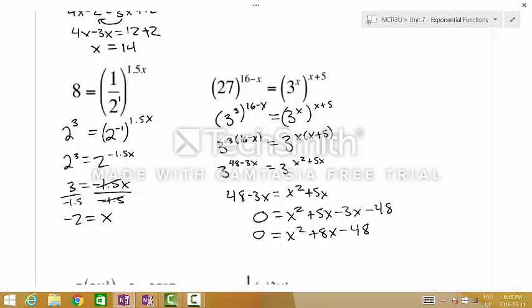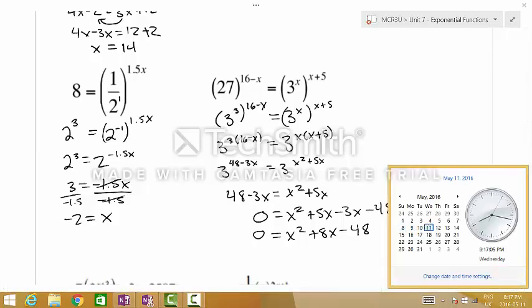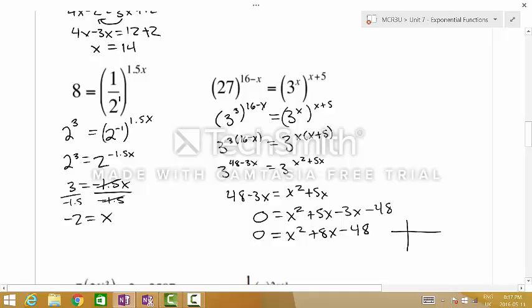From here, there's two ways we can solve this. We can either factor it, or if we can't factor it, we can use the quadratic formula. Now, to factor it, it's a simple trinomial, so we're looking for two numbers that multiply to negative 48 and that add to positive 8. Negative 12 and positive 4 would give us negative 8, which isn't what we're looking for, so we would need 12 and negative 4 to give us positive 8.